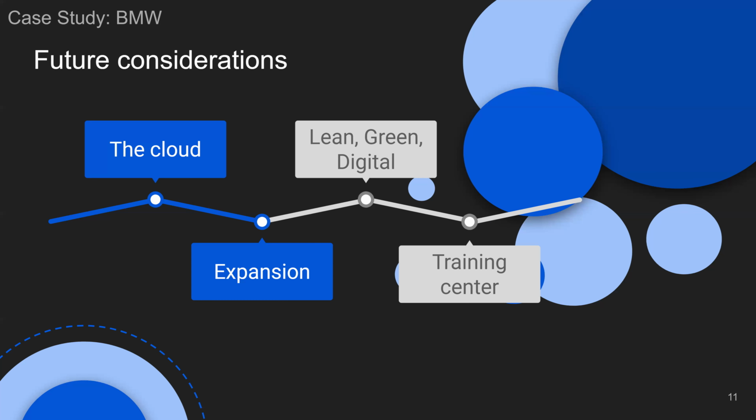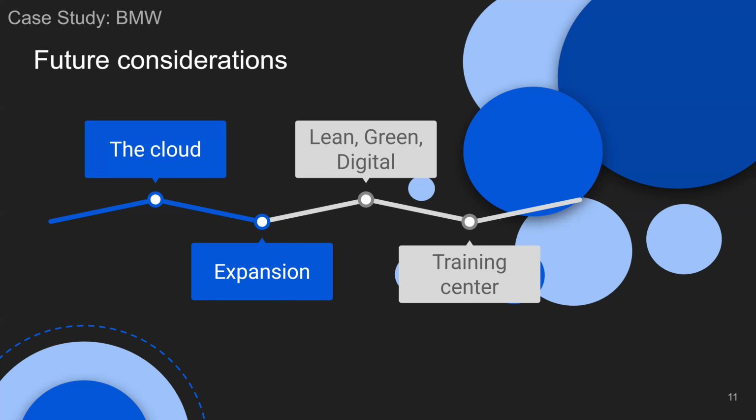Next is the BMW mission statement, lean, green, and digital. So lean stands for high flexibility production. They want to continue to integrate more processes that will give them more variability in their production and more models that can be produced on a single line. Greater agility to them means a more competitive market.